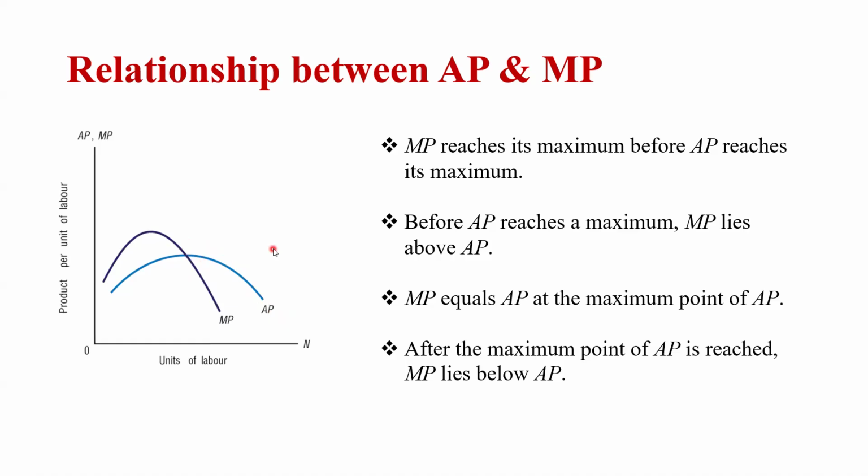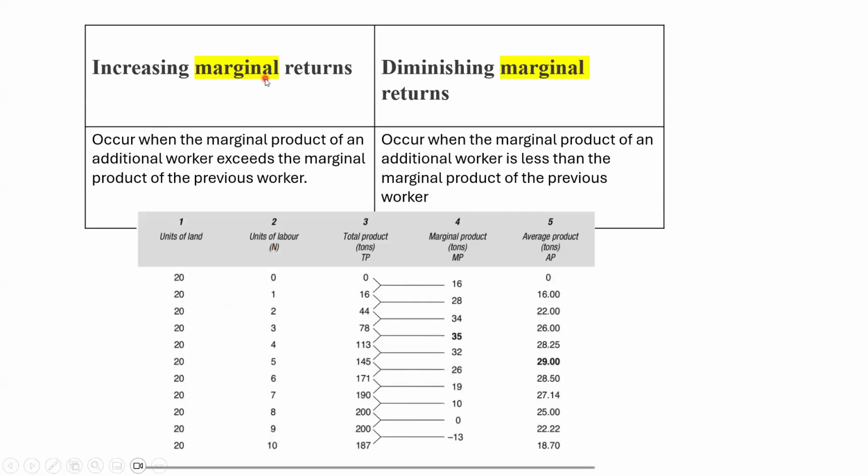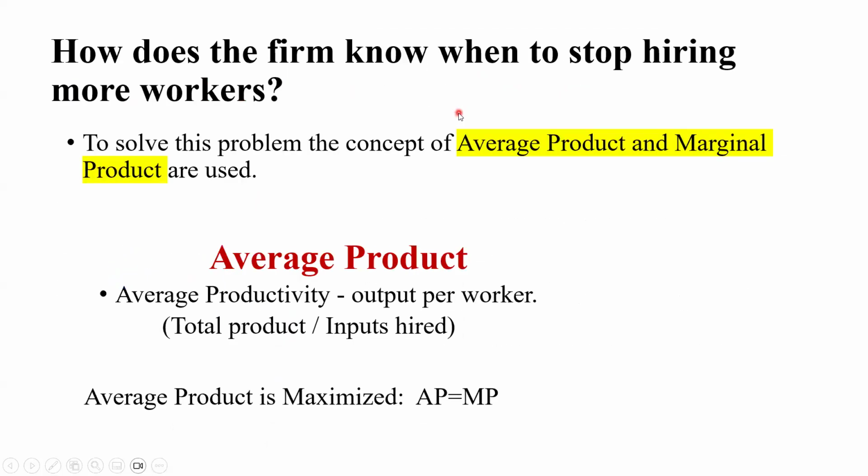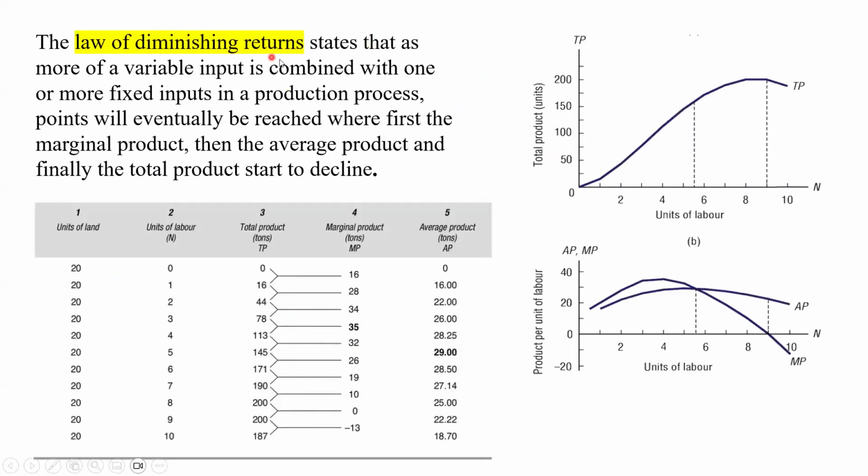Okay, let's continue. So now we look at increasing marginal returns and decreasing marginal returns. Right. Remember, the law of diminishing return is not the same as increasing marginal return and diminishing marginal return. This law, the law of diminishing return, is not the same as the diminishing marginal return and increasing marginal return. This law basically states what it is saying here.